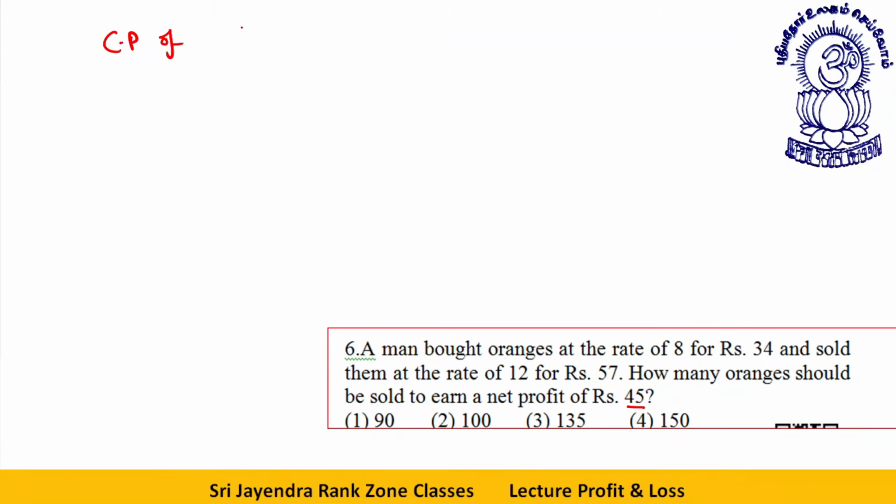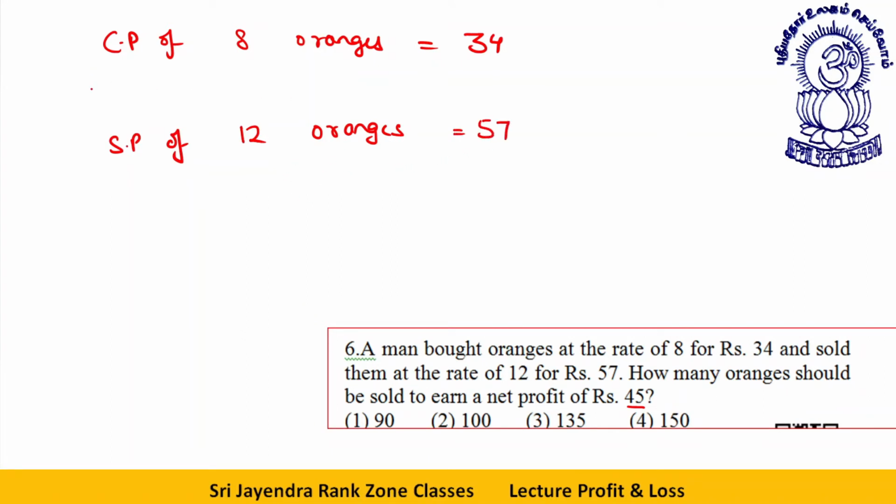See, CP of 8 oranges is 34. SP of 12 oranges is 57. Sorry, 12 oranges is equal to 57.